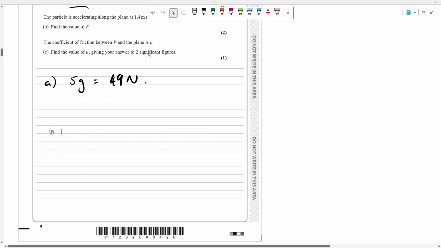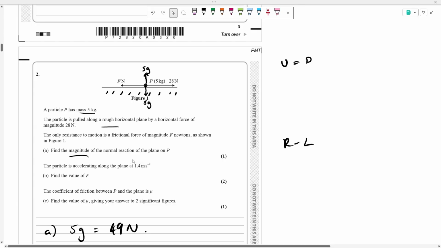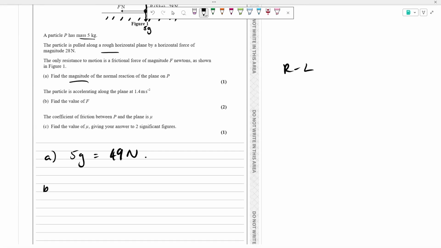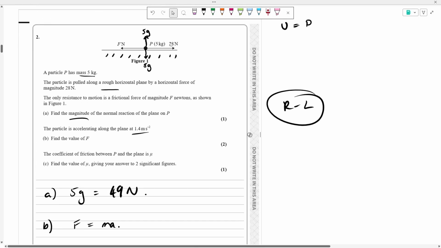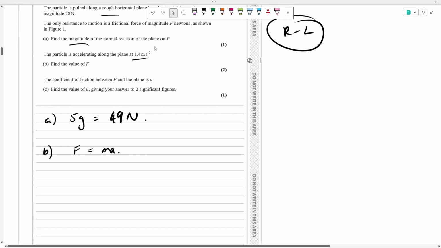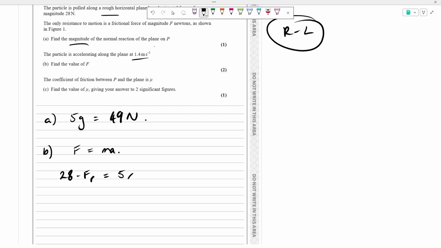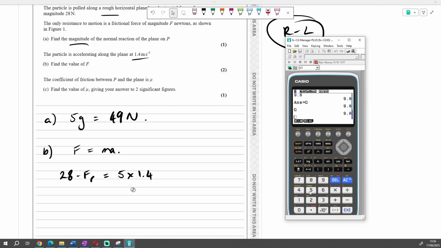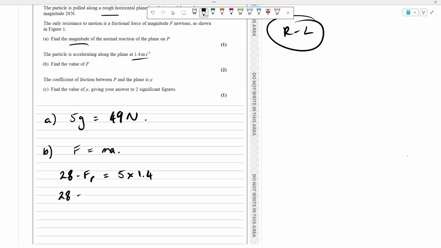That's very similar to what's going on here, and that's why we have an acceleration of 1.4. If you ever have an acceleration in a forces question, you're just going to use F equals ma. So this is going to be our resultant force, right minus left. We're going to have 28 minus F. That's our resultant force. I'm going to put Fr for friction. My mass is equal to 5 and my acceleration is equal to 1.4. 5 times 1.4 gives me 7 newtons. So 28 minus your friction is equal to 7 newtons, and friction must then equal 21 newtons.